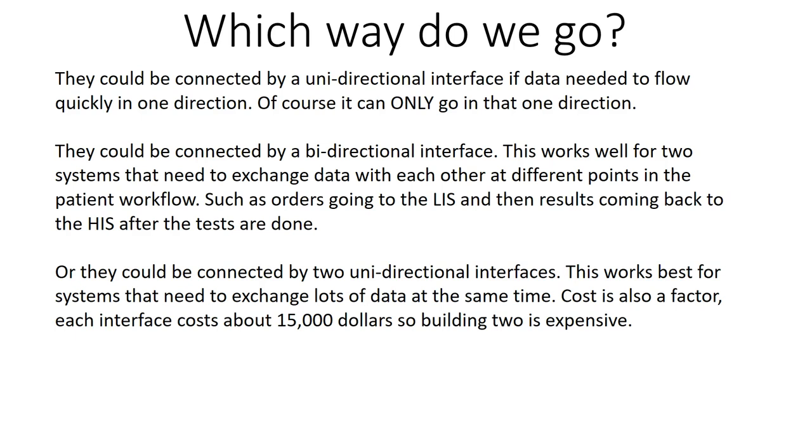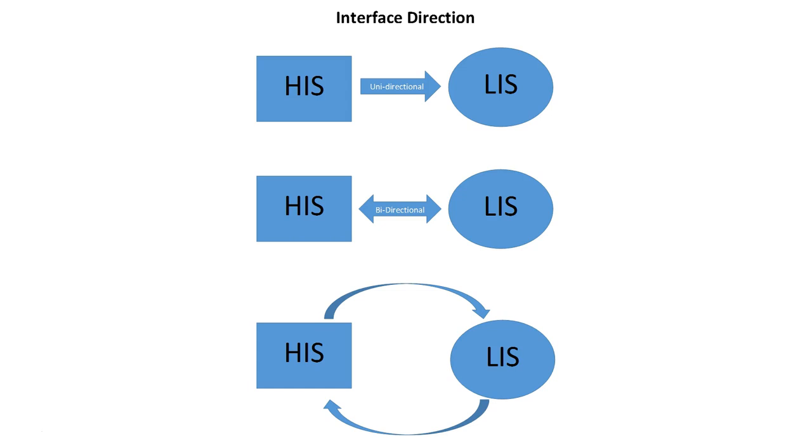Or they could be connected by 2 unidirectional interfaces. This works best for systems that need to exchange lots of data at the same time. But remember, cost is also a factor. Each interface costs about $15,000, so building 2 is an expensive solution. So here you have both systems connected by 2 unidirectional interfaces. So, right, this sort of is a one patient at a time model. The patient comes over, gets their test, information comes back.